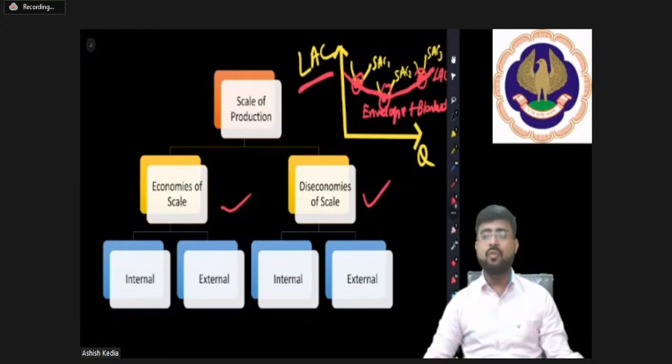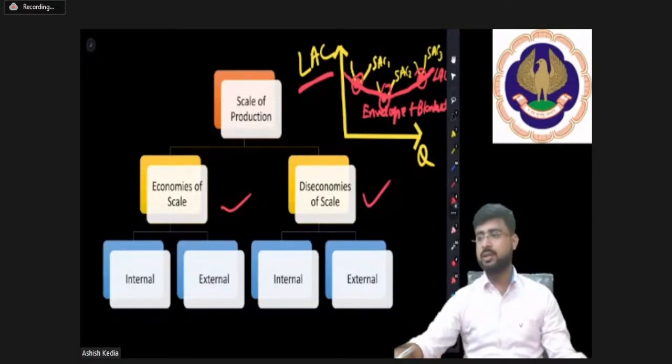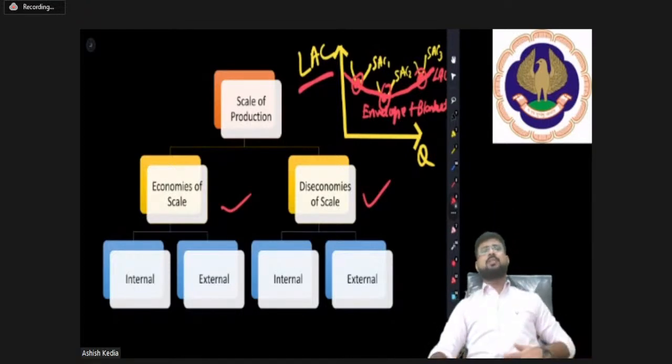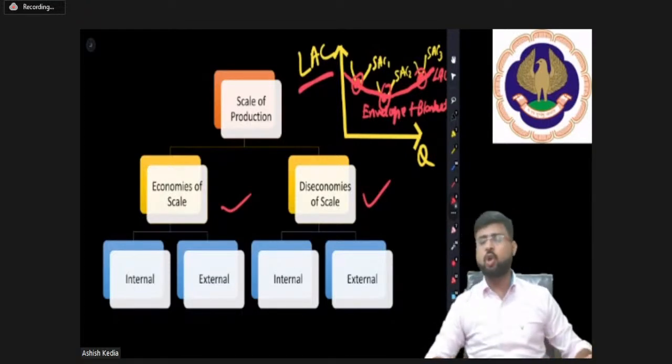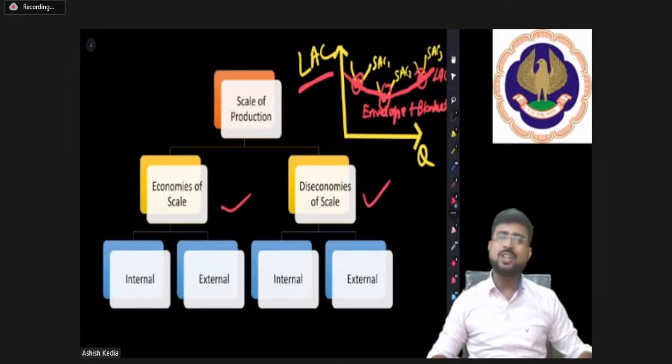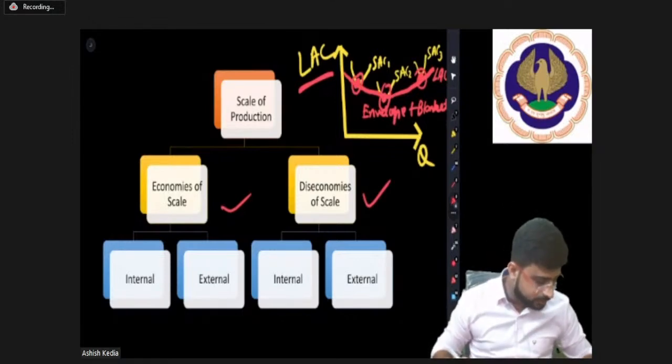So it's the law of returns to scale that in fact operates in the long run. Remember everybody. If somebody asks you when it operates, in the long run. Okay, then another question that crops up is, what is the law that operates in the short run then? Come on everyone.